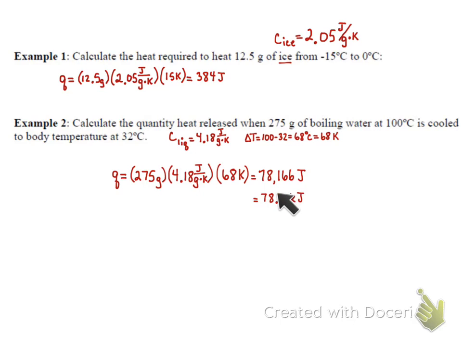Joules are really tiny, so the numbers can get really, really big for joules. So to avoid such large numbers, we often take joules and then divide them by 1,000 to convert to kilojoules, and that's going to be 78.2. 3 sig figs for kilojoules. If it doesn't specify, you can report your answer in either joules or kilojoules.